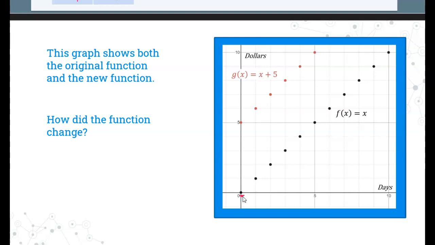We started with this dot, we ended with this dot. It looks like it moved up, and it went up 1, 2, 3, 4, 5 units. So it looks like it went up 5 units.